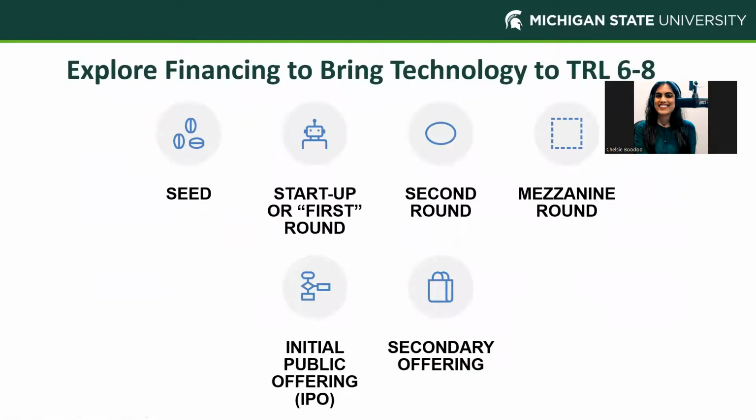By this time also you want to explore your financing. In the US, you have the seed fund. Startup fund is the second part. Second round, mezzanine round. Then you have your initial public offering and secondary offering. These are the terms in the financing world. And you want someone to pay for it as you move your technology to the commercialization stage, because it requires a lot of money.